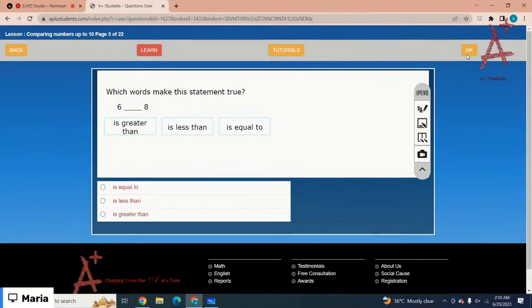Which word makes the statement true? 6 and 8. So when counting, 6 comes before 8 or after 8? Yes, when counting, 6 comes before 8. Got it? That means 6 is less than 8.